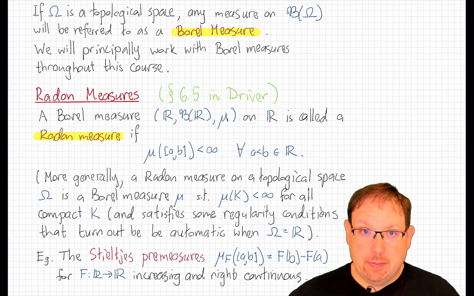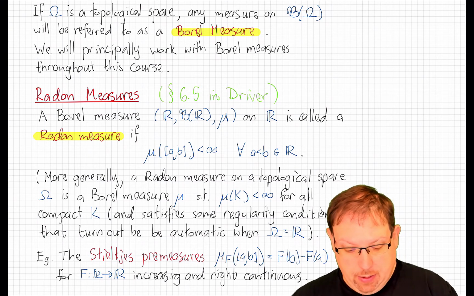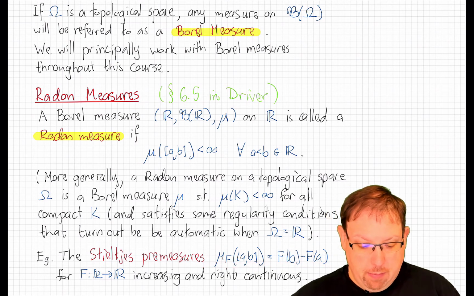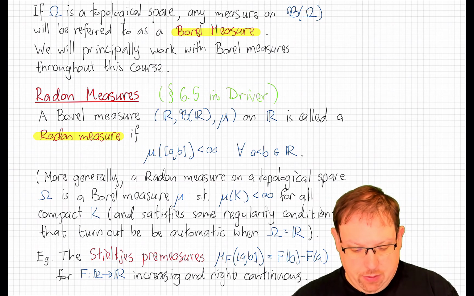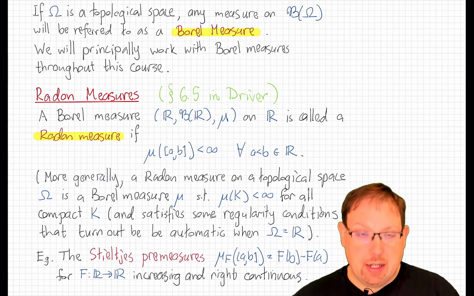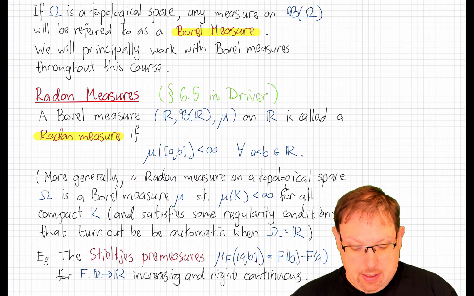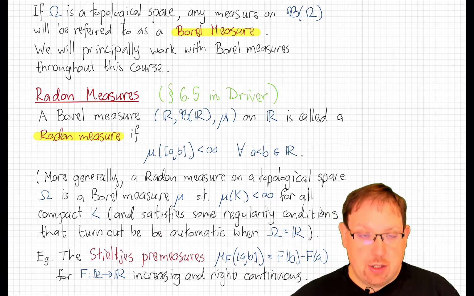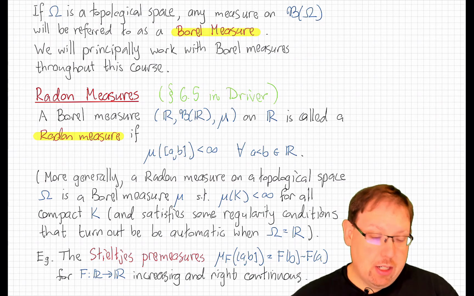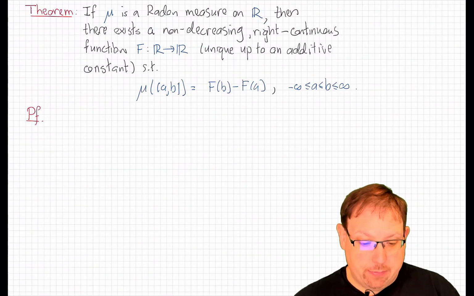So, for example, the Stieltjes premeasures that we constructed before we began the extension theorem, that is, those premeasures defined on the Borel field of half-open intervals that give the difference of some increasing right continuous function, those are, of course, Radon measures, since the value is certainly finite here. Well, it turns out that that is a complete characterization of all Radon measures on the real line, and that's our theorem right now.